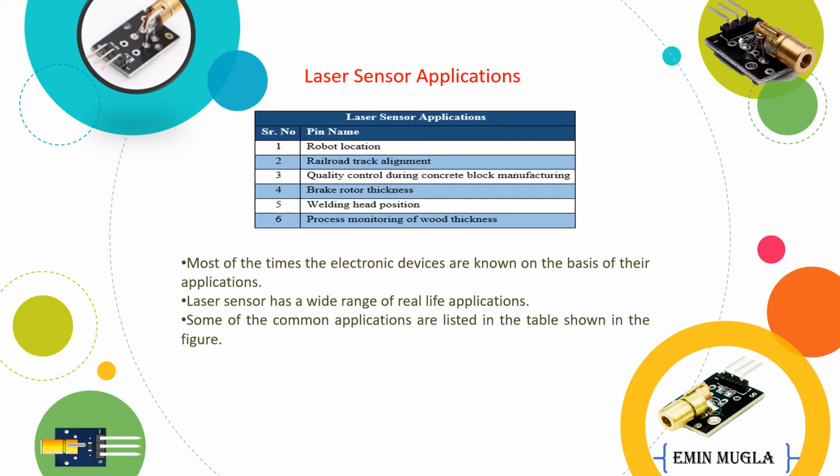Laser sensor applications. Laser sensors are used in different objects. We can use them for robot location, railroad track alignment, quality control during concrete block manufacturing, brake rotor thickness, welding head position, and process monitoring of wood thicknesses. Most of the time, electronic devices are known on the basis of their applications. Laser sensors have a wide range of real-life applications. Some of the common applications are listed in the table shown in the figures, as we said.